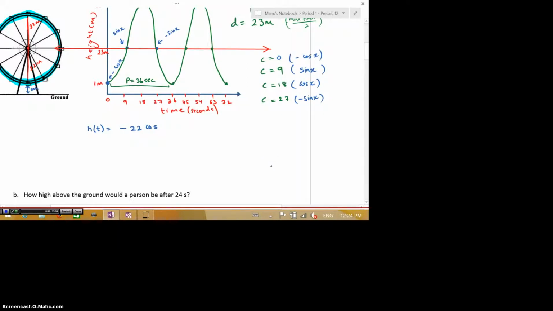Okay, so one of the equations that we're going to end up with is h(t) = -22 cosine (pi over 18) t, there's no phase shift, plus 23. Another one would be h(t) = positive 22 sine pi over 18 brackets t. The sine function starts 9 units to the right, so t minus 9, plus 23.